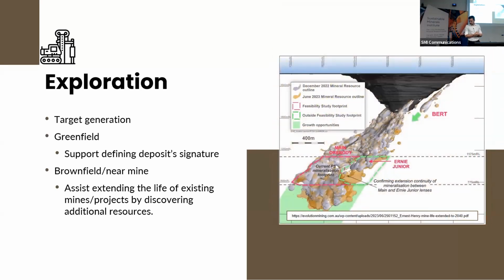So here's just one quick example of a successful case like that. Of course, it was not only because of the resource model and only because of the drilling, but part of that is an extension of the Ernest Henry mine that extended the life of mine until 2040, and that's a portion of the mineralization that served the purpose of the near mine exploration that increased the resources by almost 100%, I think. But it's not only that portion, but it's a good example. Cool.